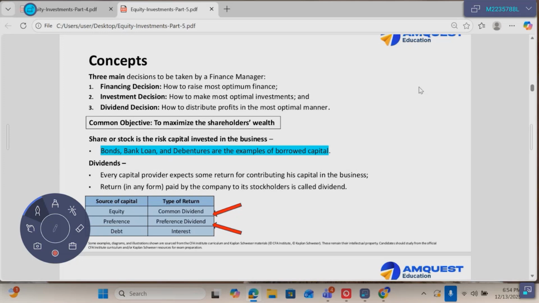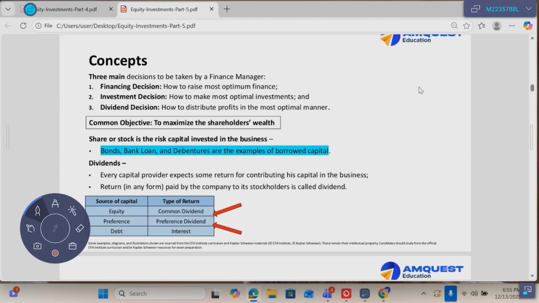Investment decision. If you have money, you want to make investments, where can I make the best possible investment so that I can maximize my return? Dividend decisions. अगर profits है तो equity shareholders को dividends दोगे तो shareholders become happy. More dividend you give, more people are interested to buy the share. So how to distribute the profits in the optimal manner? You must also decide, should I give dividends or should I retain this profits for future expansion? So decisions have to be taken over there as well. The common objective in all these three is maximize the shareholders' wealth.